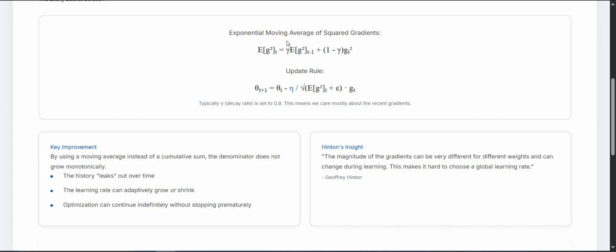And the equation you see here, what is that? Let's read. E of g squared at t equals gamma times E of g squared at t minus 1 plus 1 minus gamma times g sub t squared. Then the update becomes here. And what is that? Theta sub t plus 1 equals theta sub t minus eta times g sub t divided by square root of E of g squared at t plus epsilon. Because of this averaging, past gradients slowly leak out, avoiding the permanent collapse that harmed AdaGrad.